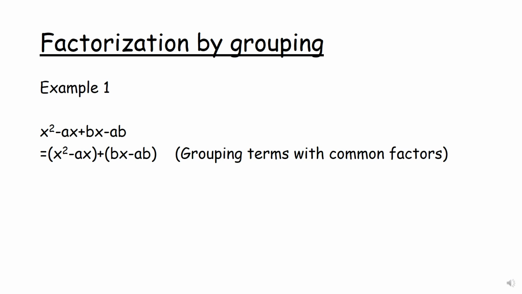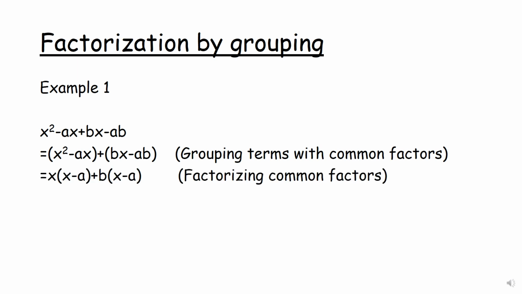Taking the first bracket, x is common to x squared and ax, and so we can factor x out. And then b is also common in the second bracket, and so we can factor b out. Now you can see that x minus a is now a common factor to the terms x times x minus a and b times x minus a, and so we factor x minus a out this time around, leaving a final answer of x minus a times x plus b.